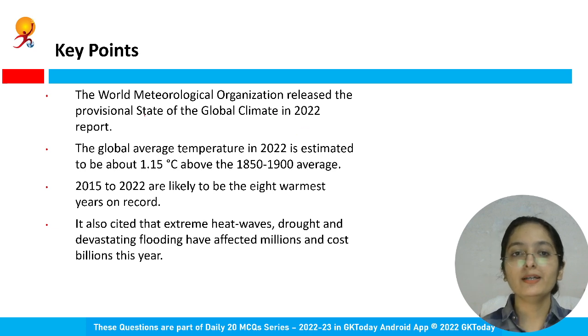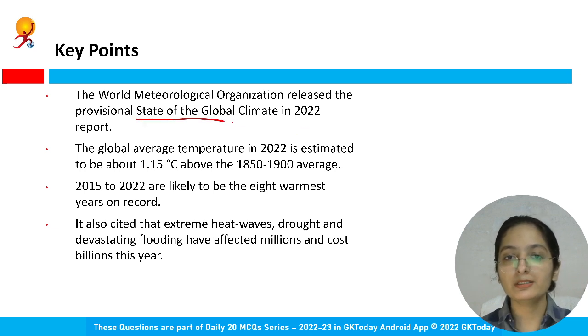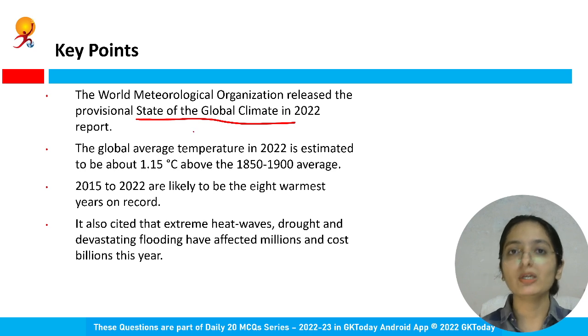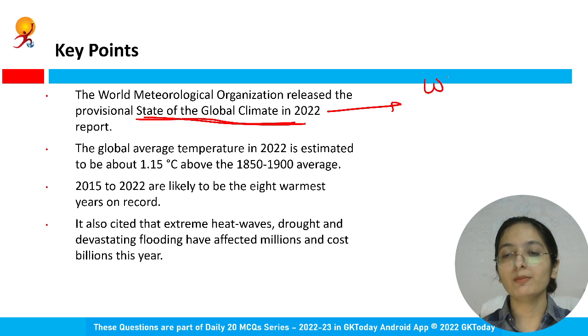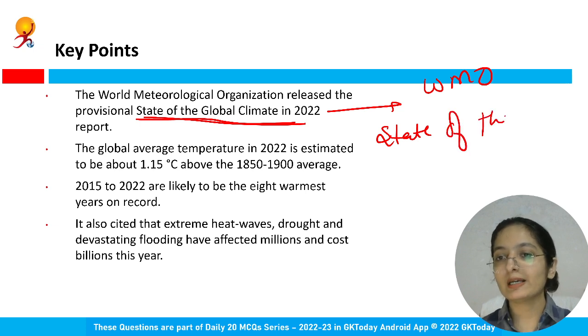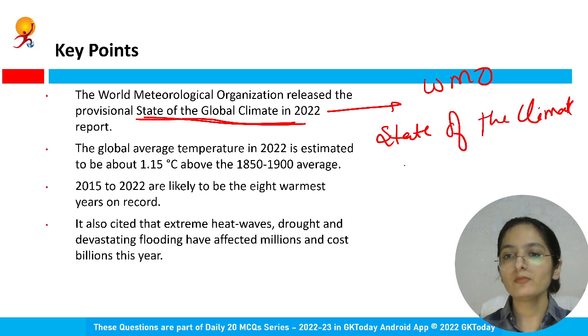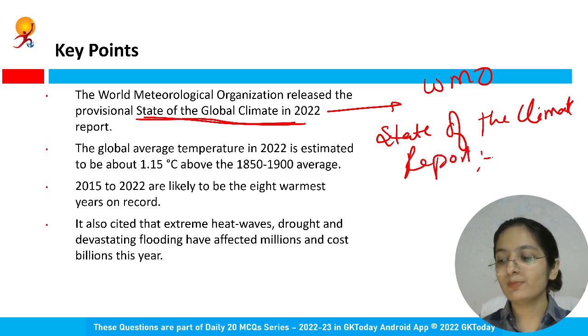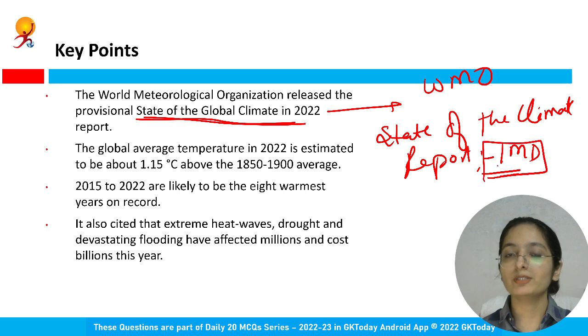Before moving ahead, I would recommend you to please learn the name of the report. Why I am saying so, I'll tell you. The State of Global Climate report is by WMO. But there is also another report with a similar name, the State of the Climate report. This report is by IMD, the India Meteorological Department. So if they are asking you this one, that is WMO. If they are asking you the State of Climate report, then IMD.